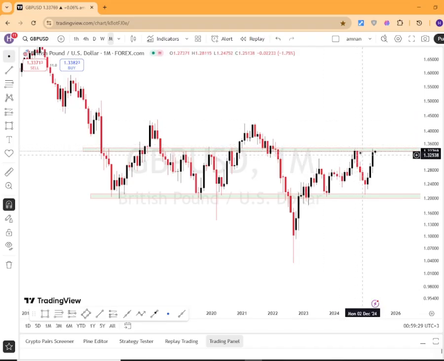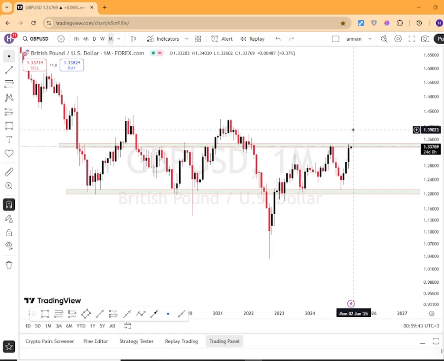But let's try to draw another. Let's draw resistance. This time we draw at this point. When you see this market on the monthly time frame, you see the resistance at this point. The market came to the resistance, then went down to the support, and went back to the resistance. So that's where we are right now, at the resistance.